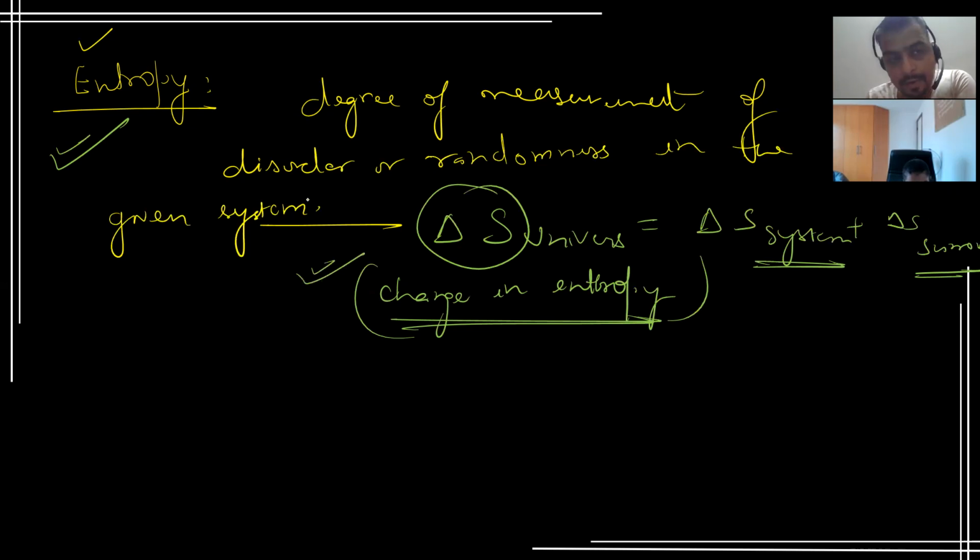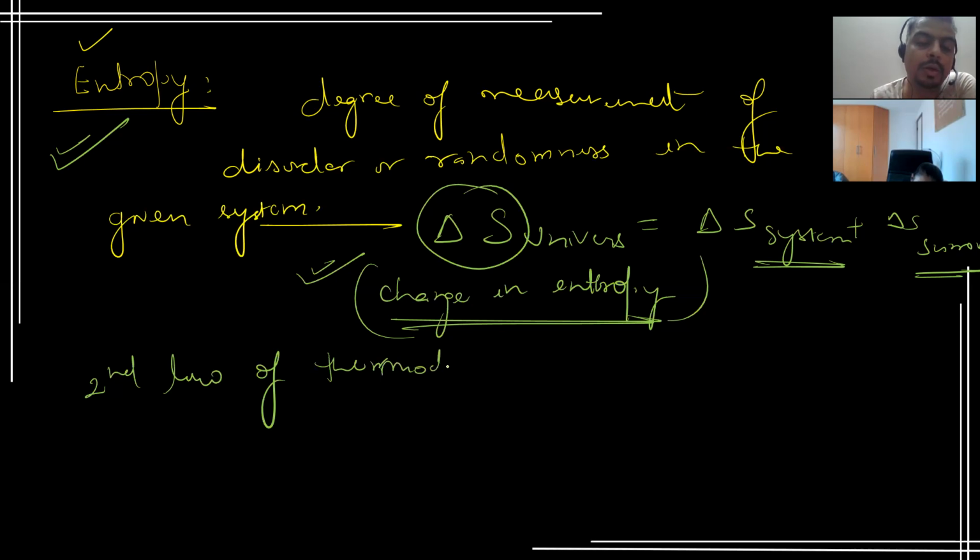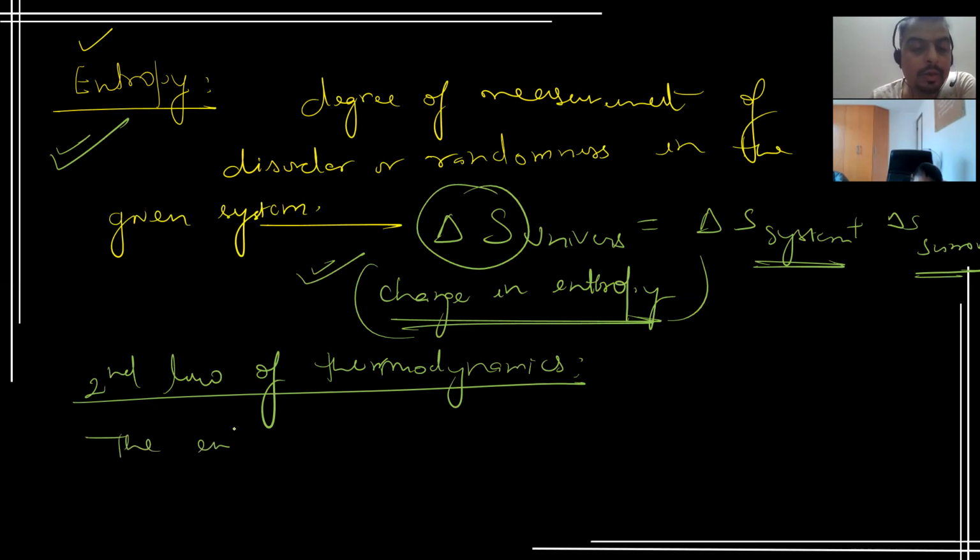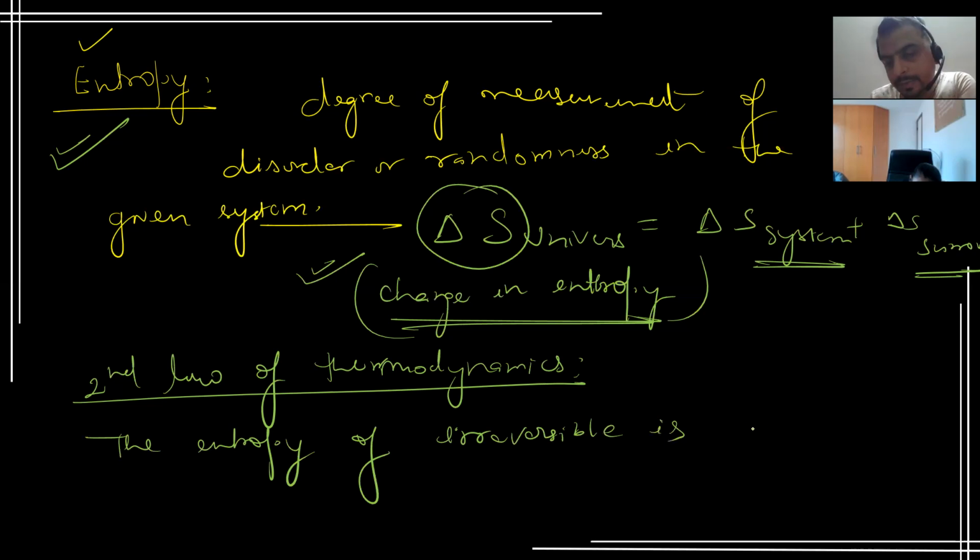Okay? And it comes from the second law of thermodynamics. Entropy comes from the second law of thermodynamics. It states the entropy of an irreversible process keeps on increasing.